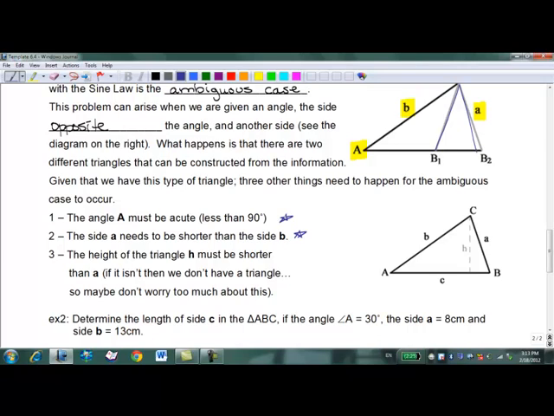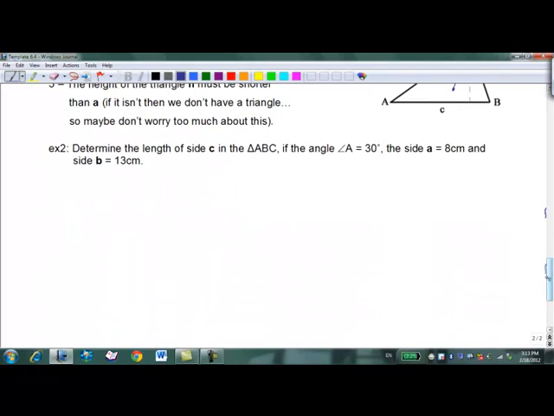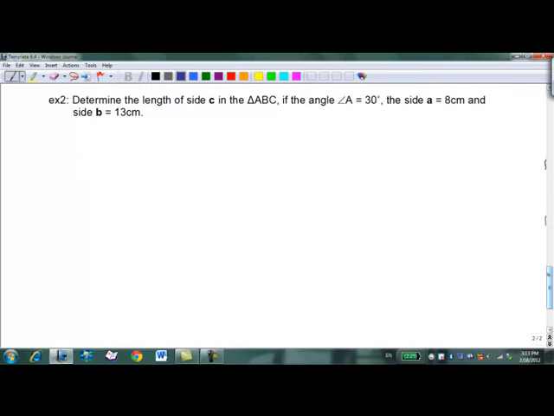If it isn't, then we don't really have a triangle, so maybe don't worry too much about this. That makes sense. If the side A is shorter than H, we could try and draw a triangle here, but it just doesn't quite reach. So that one doesn't really make sense. It wouldn't be a triangle, and we're probably not going to give you information which tricks you to that extent. So let's take a look at this example. We'll pretend that it's the ambiguous case.